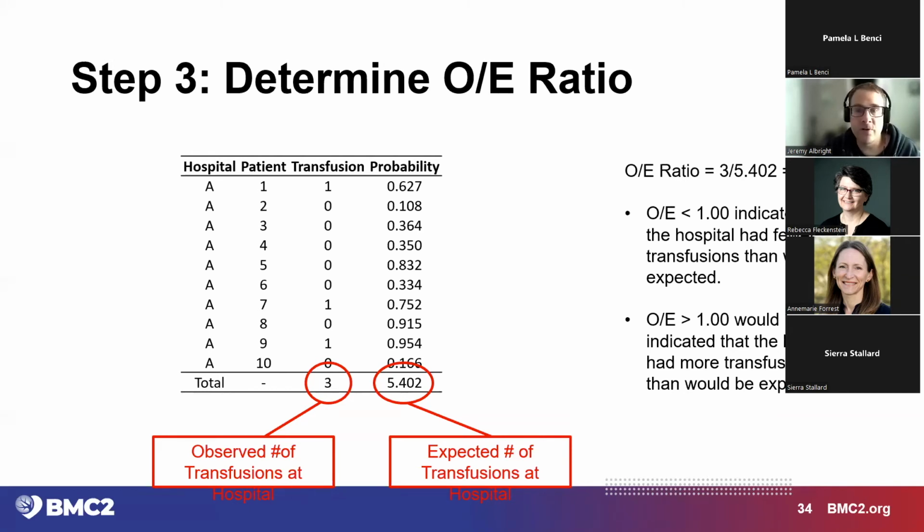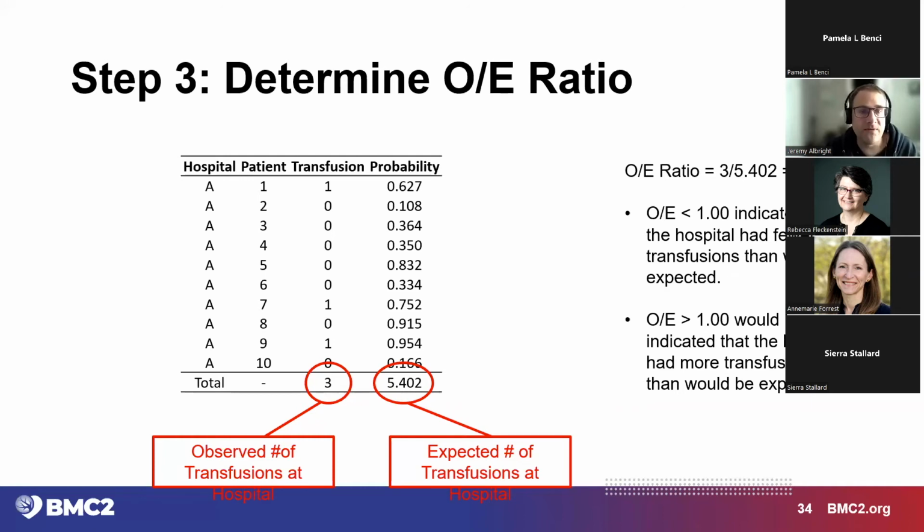The OE ratio in this specific example, imaginary hospital: we take that observed value of 3 divided by 5.4, the expected number, and that gives us this OE ratio of 0.555. If you have an OE ratio that's less than 1, that's great. That means that you have had fewer transfusions at your site than would have been expected given your patient mix. And likewise, if you have an OE ratio greater than 1, that would indicate that your hospital has more transfusions than we would expect given the patient mix.